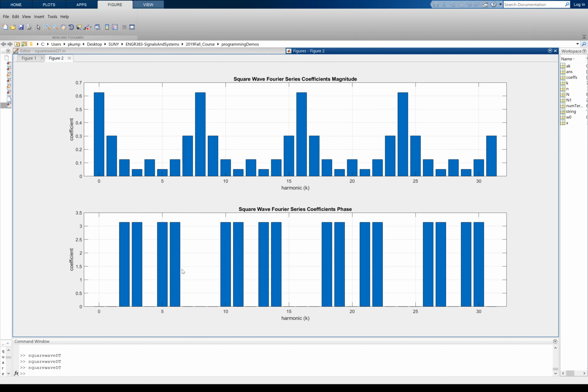And here's the phase. So the phase is telling us that the 0th harmonic has a phase offset of 0. The first harmonic has a 0 phase, but the second and the third harmonics have a phase of pi, 3.14159. So they are pi out of phase with the first harmonic. And then the fourth harmonic, again, is in phase with the first harmonic, so it has a phase of 0. The fifth harmonic is out of phase by pi. Sixth harmonic is out of phase by pi. Seventh harmonic is in phase, and then it repeats again.